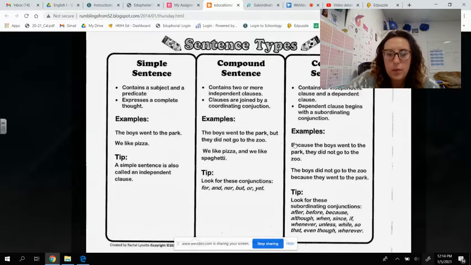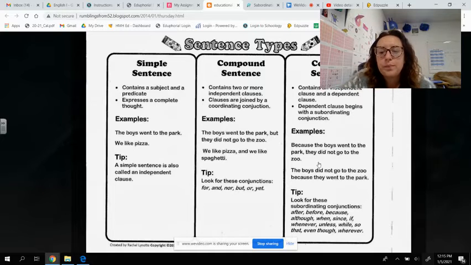Okay. Remember, this is the same sentence we had here, basically. The boys went to the park. That's a complete sentence. They did not go to the zoo. That's a complete sentence. We could put a period here. We could put comma but here. Or we could put a semicolon here. If we throw this word because in there, because the boys went to the park. Does that make sense? No. The because makes it a dependent clause instead of an independent clause. It no longer makes sense on its own.